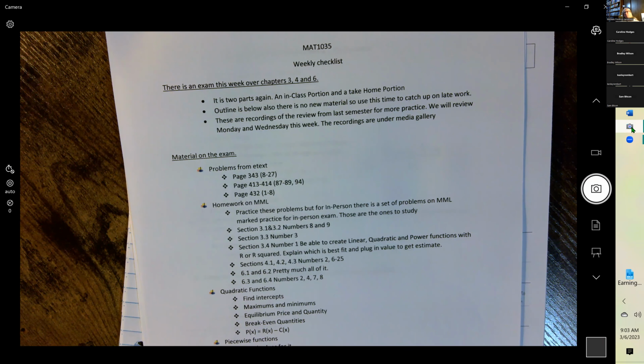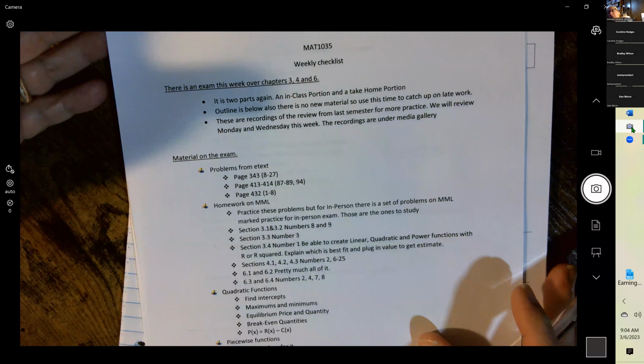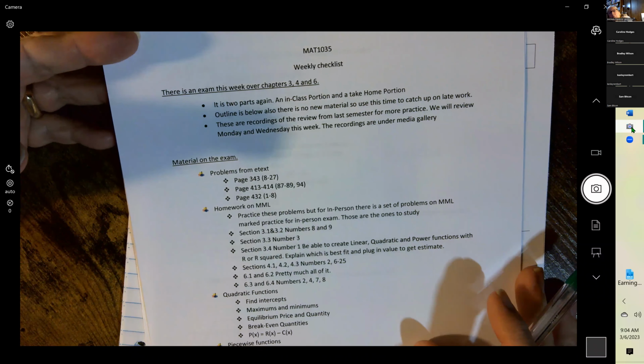At one time there were 7 problems on the in-person, but some of them kind of repeated, so I took them off. So you may see more problems on that one. They're still covered, it's just not on the in-person.